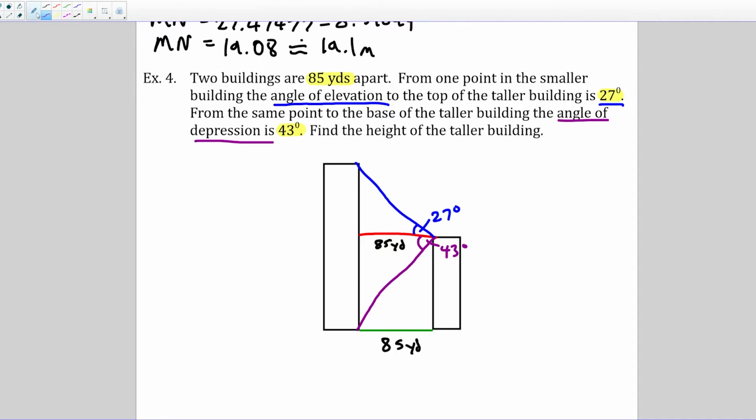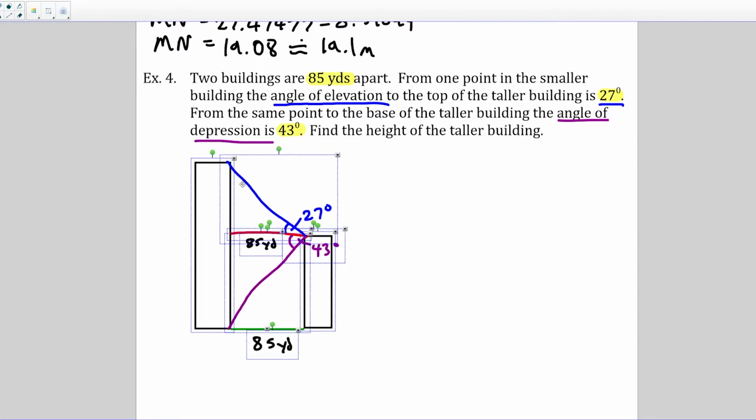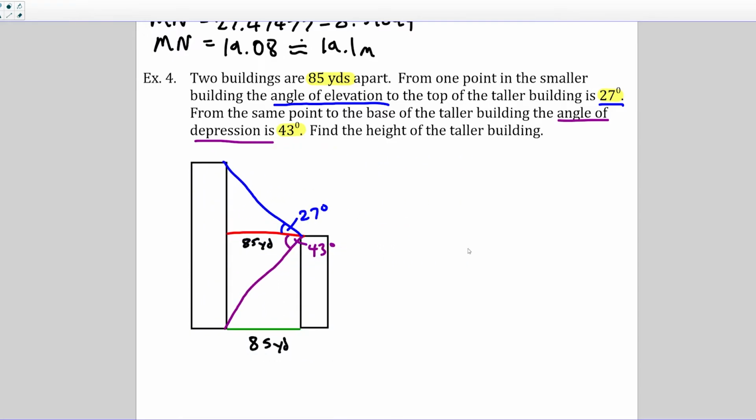Now, if you can get to this part, you have basically solved the problem, because now we're just working with two triangles with our tangent ratios. If we're trying to find the height of the taller building, then essentially we're trying to find out this guy right here, and this guy down here. So let's start with the upper triangle.